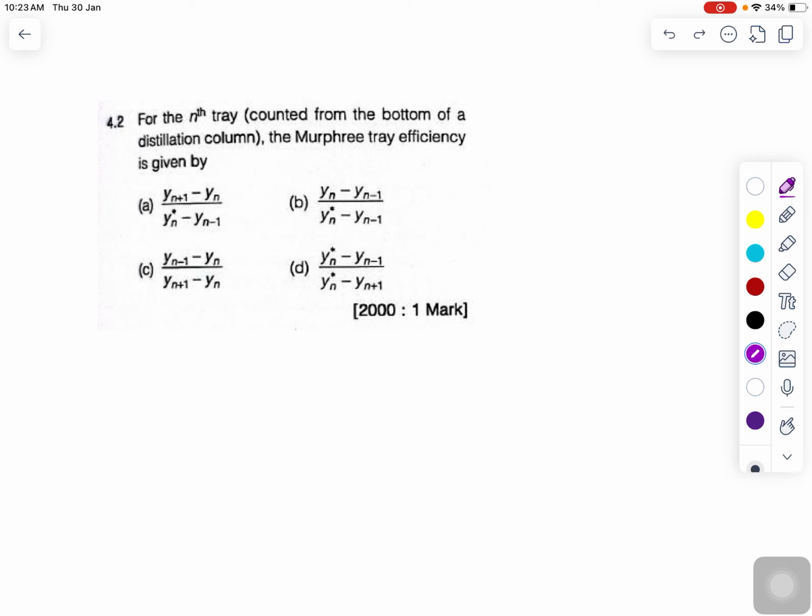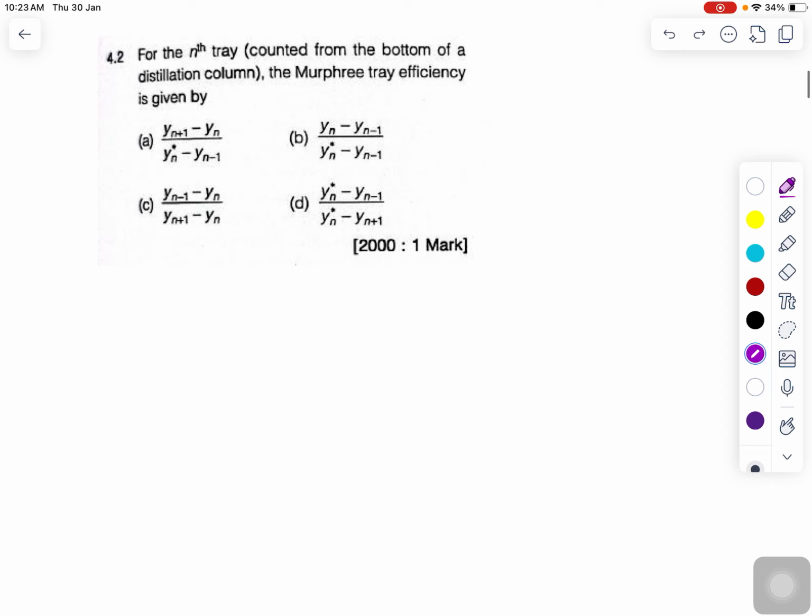Next question is that for the nth tray of the distillation column, if it is counted from the bottom of a distillation column, the Murphy tray efficiency is given by. So when I talk about the Murphy tray efficiency, or Murphy plate efficiency, it is defined as the ratio of change in actual concentration to the change predicted by the equilibrium.